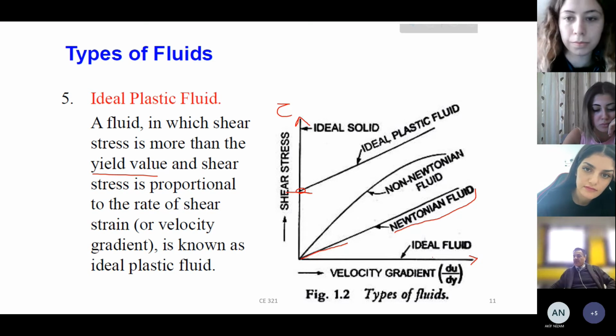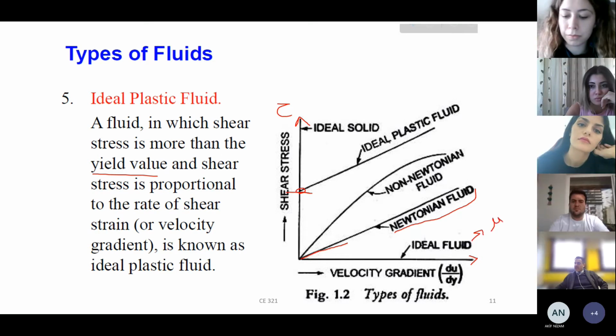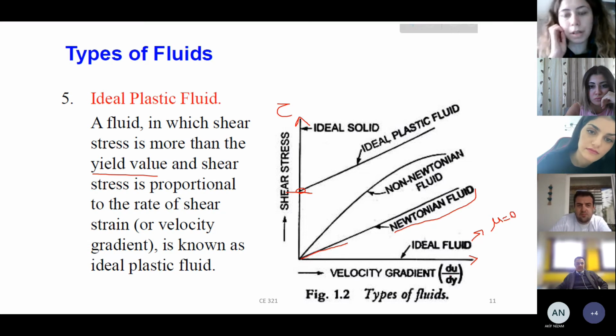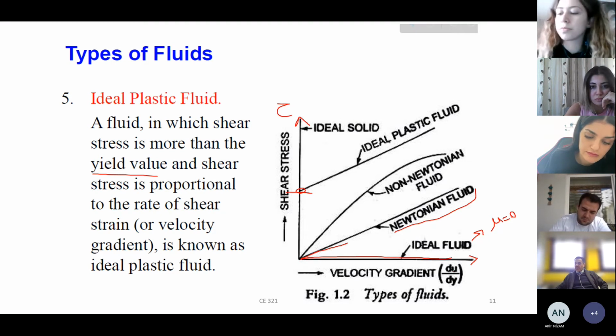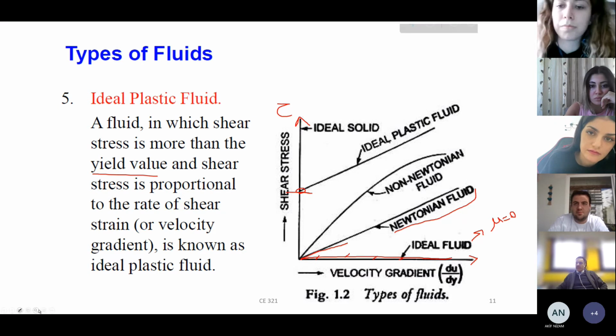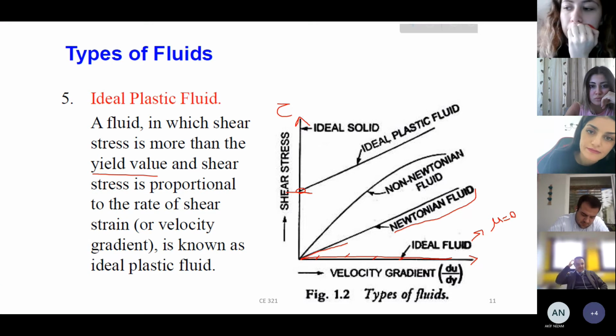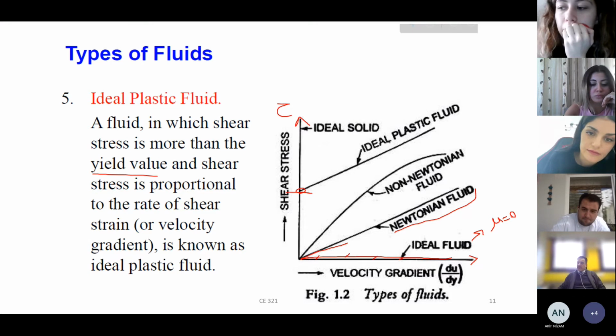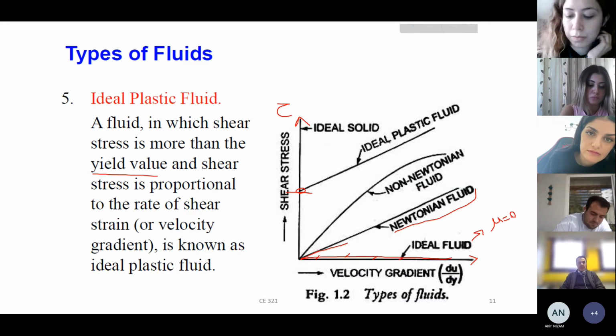And we also talk about ideal fluid. What is the meaning of ideal fluid? You remember? We said when mu equals 0, it is called ideal fluid. Look, this is ideal fluid. There is a change in velocity, or we have velocity gradient, but tau is 0 here, because mu is 0. And also we have ideal solid. This is when we don't have velocity gradient, or a solid, which is out of the scope of our course. Okay, any questions so far?